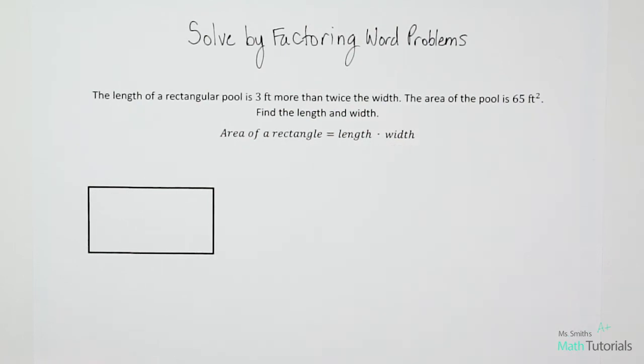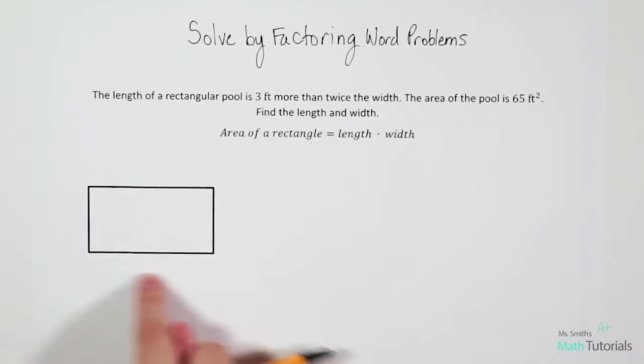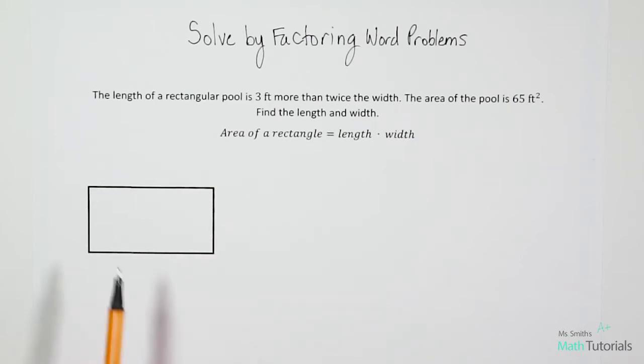Okay, so the first thing we want to do anytime we're given a word problem like this, and it gives you a shape or an object, is draw that shape. Now I've already got a rectangular pool drawn here. If you don't have one on your sheet, you would definitely want to draw that. It's going to help you lay the information out.